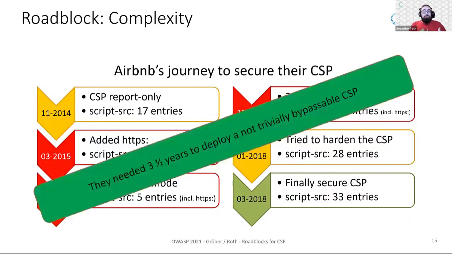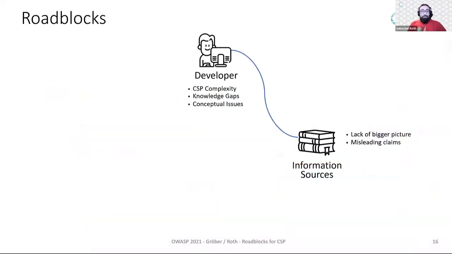So, as most of you know, Airbnb's main business is their web presence. And it is a big company, but still, they needed 3.5 years to secure a CSP. So CSP deployment is arguably very complex, even for big companies, probably because big companies have big applications. But let's get back to our average developer.